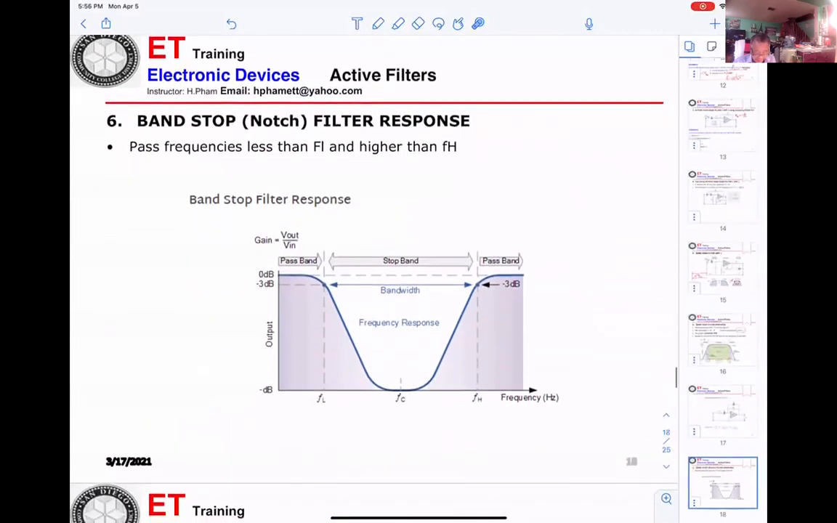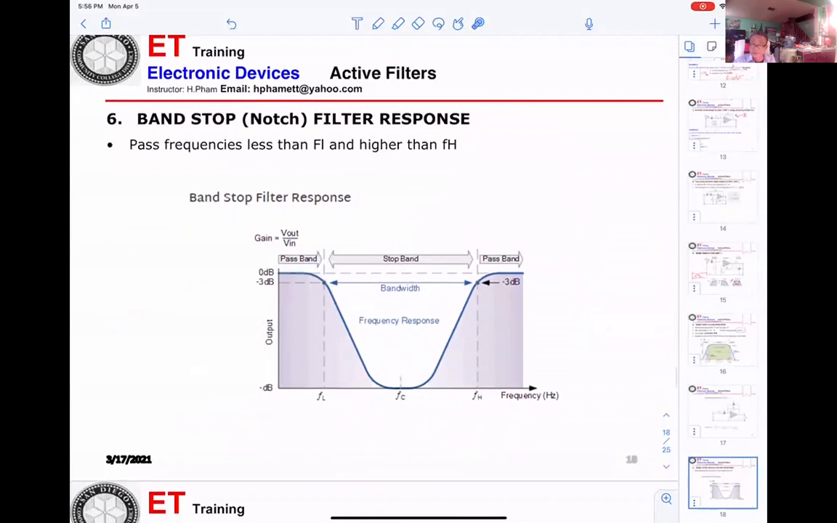And a band stop here. Band stop is just the opposite of the bandpass filter, okay? That means any frequency higher than F high is allowed to pass, and lower than F low is allowed to pass, and they block any signal between F low and F high. So it is just the opposite of the bandpass filter.